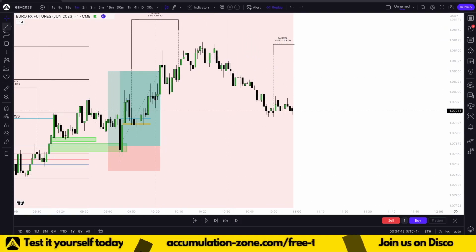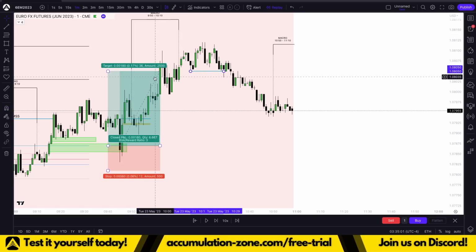My exit would have certainly been this market structure shift. Right here we formed a high, low, low. No, this would be the market structure shift, which is also perfectly lining up with our 3-to-1 risk to reward. I would even consider just taking a 2-to-1 risk to reward. It's powerful enough, even with just a win rate of 50%.